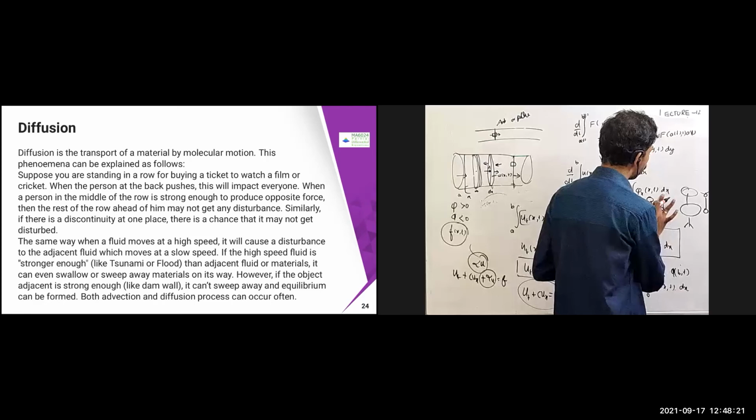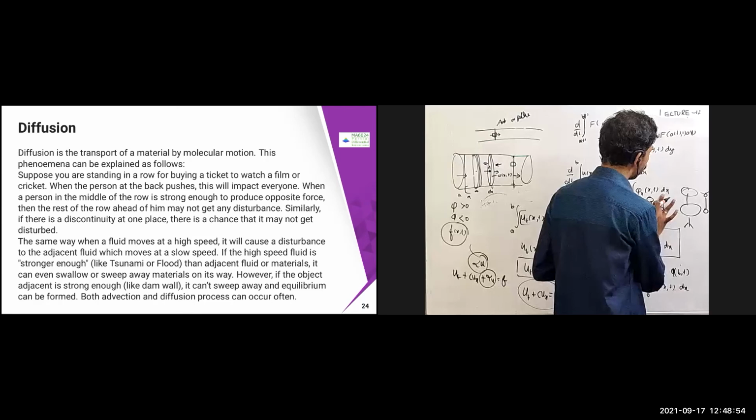for example, in the case of a dam they are constructing, right? In that case, the flow is again going to happen, but the dam is strong enough that it can't be swept away. So it is going to create some equilibrium, and that is going to resist. In this case, both advection and diffusion processes can occur. So this is the interpretation of that.